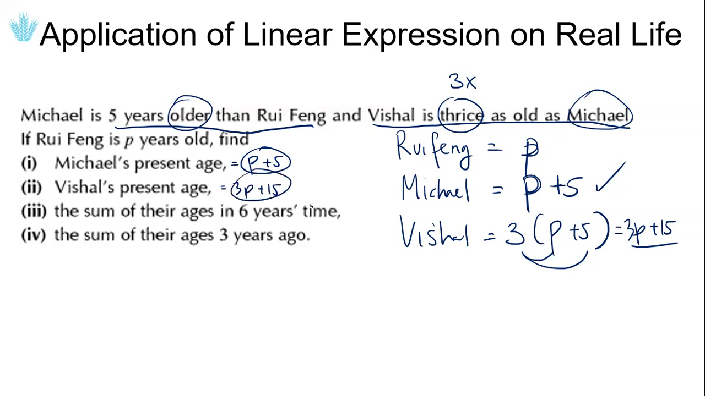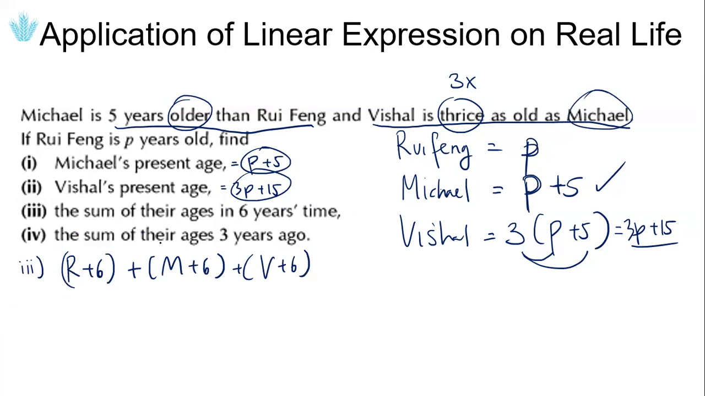The sum of their ages in 6 years time. Okay, number 3 is a bit complicated. So, Ruifeng plus 6, right? Then plus Michael plus 6. Of course, in the next 6 years everyone adds 6 years, right? And then Vishal plus 6 in 6 years time.